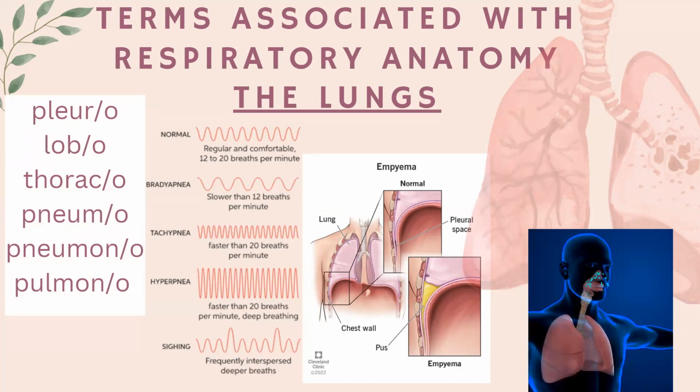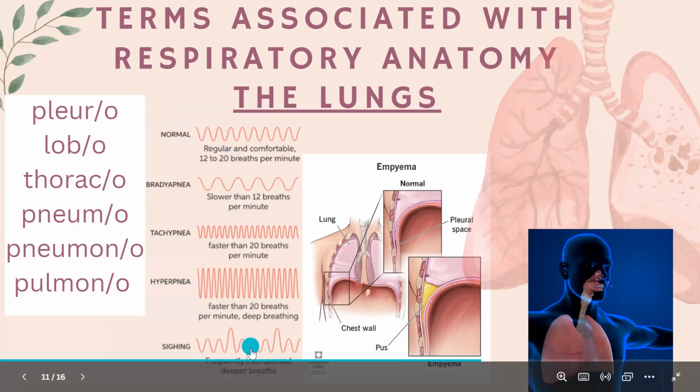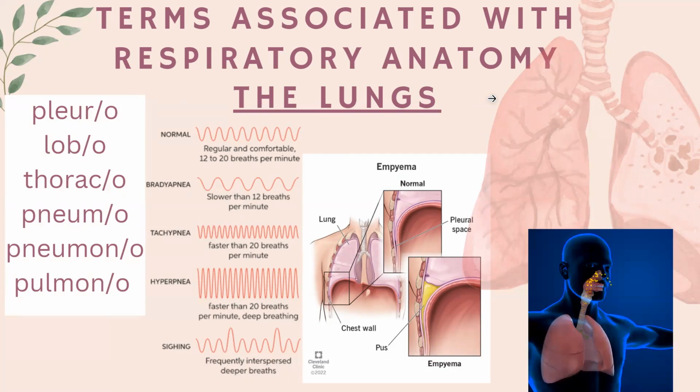Pneumon and pulmon are all roots for the lung. So you'll see the lung in a few different versions on your word list. Looking here at this kind of left center column, this just shows a few different breathing rates. So normal breathing would be called eupnea. So PNEA is our root for breathing. So EU is our prefix for normal. We don't see that one super often. So eupnea is going to be normal breathing.